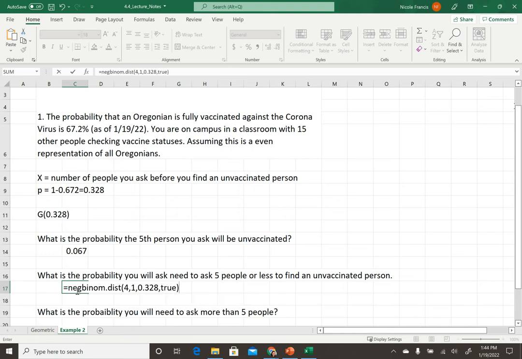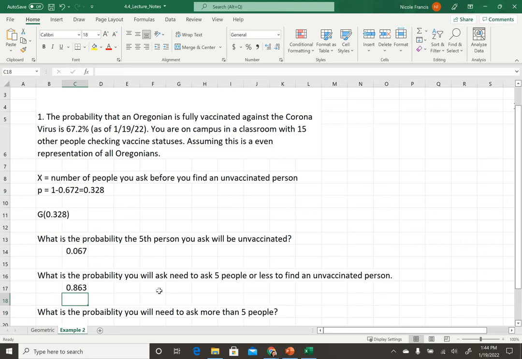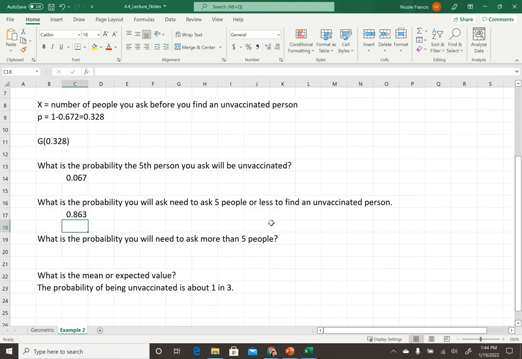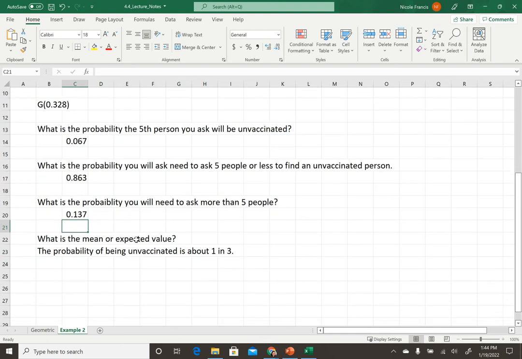We want to know if we had 0 failures, so that would be 1 person asked. 1 failure, that would be 2 people asked. 2 failures, you ask 3 people, etc. All the way up until we have 4 failures and the 5th person is a success. So 86.3% chance that you will need to ask 5 people or fewer until you find an unvaccinated person. All right, so what is the probability you need to ask more than 5 people? Well, that's going to be equal to 1 minus the probability that you had to ask 5 people or less. So 13.7%.